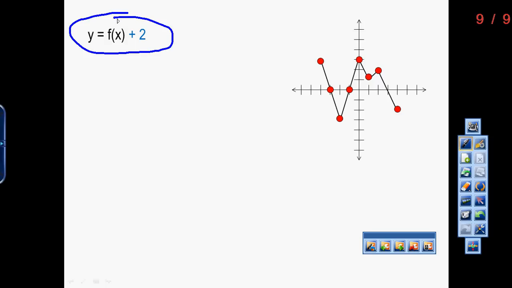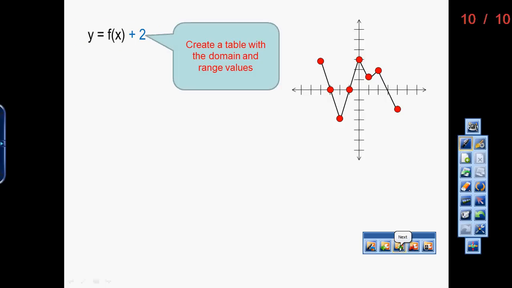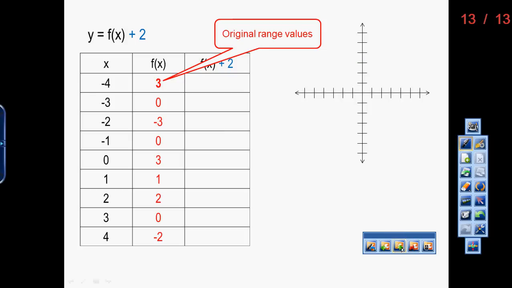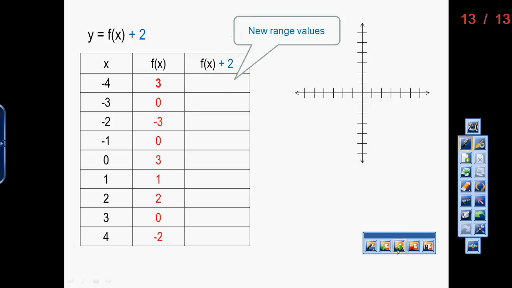So let's talk about what this looks like. So we're going to create a table with the domain and range values. So here's my table. And I know what my f of x values are because I can turn over my sheet of paper and look at the ones I just wrote, correct? And then I want to change that by 2. So when I do that, I'm going to write my original range values here for f of x, which is the 3, the 0, the -3, and so forth. And then if you look at it, I'm going to add 2 to that actual f of x. So that's going to be my new range value. So all we did was add 2 to each one of these terms there.